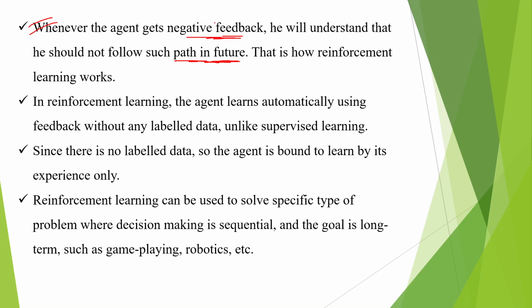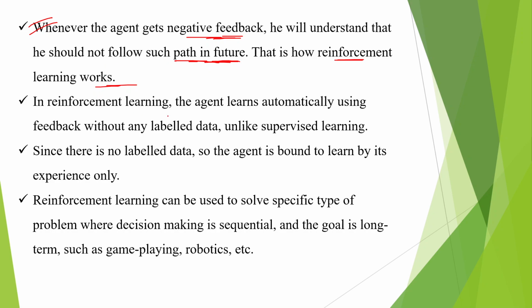Awarding negative rewards is a corrective measure for the future. What we are saying is that when he receives negative rewards or negative feedback, he will understand that he should not follow such a path in future. He should not repeat such an action in future. That is how reinforcement learning works. That is the basic principle of reinforcement learning.